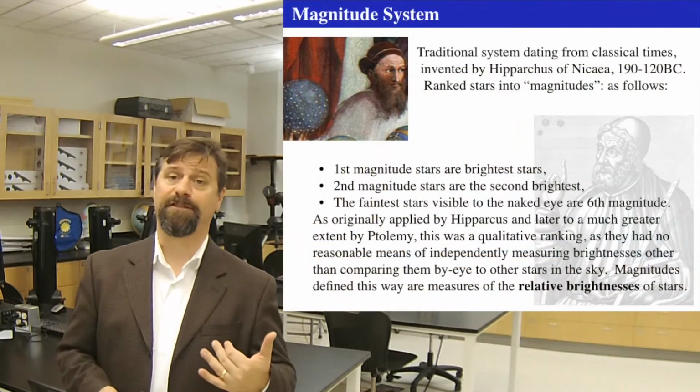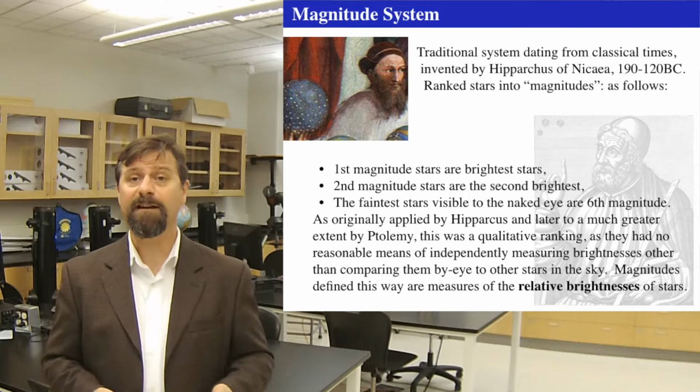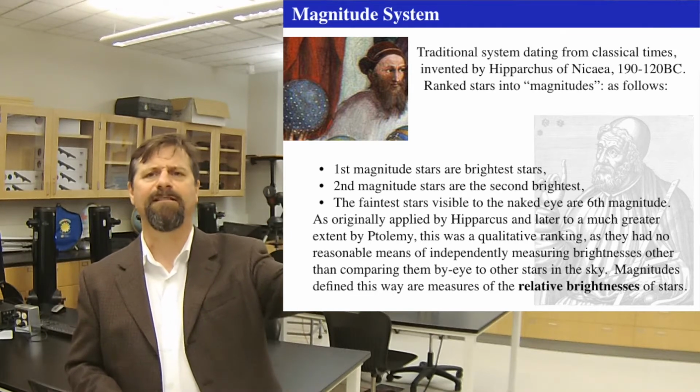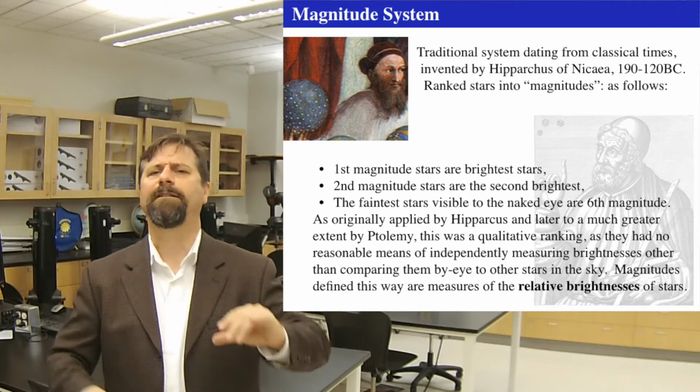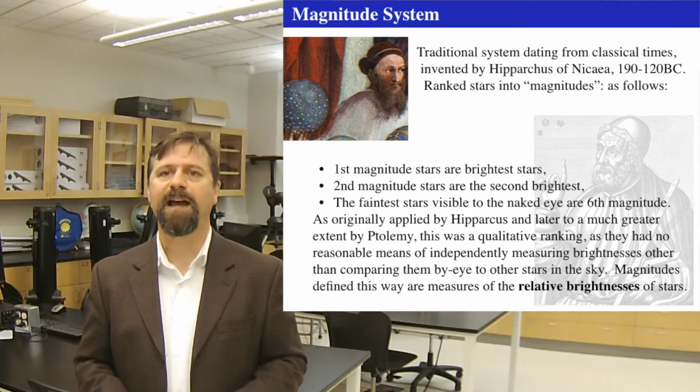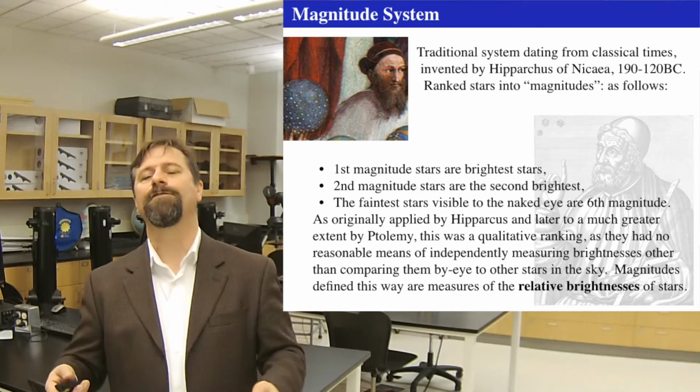So the magnitude system is something that you'll hear very commonly if you go outside with a bunch of amateur astronomers and say, oh, up in the sky, that's a 5th magnitude star. Or, this is a great night. We can see down to 6th magnitude. And you'll hear things like that. Or, wow, the brightest star in the sky is a 0th magnitude star.